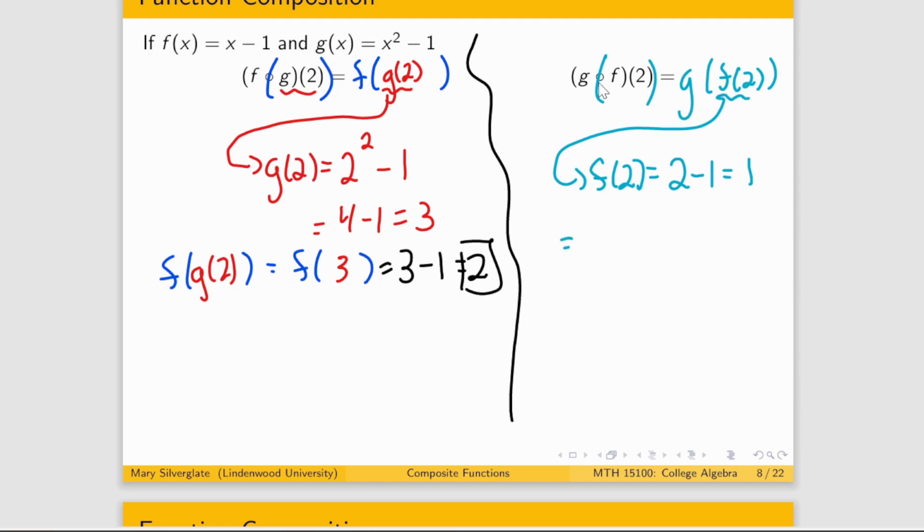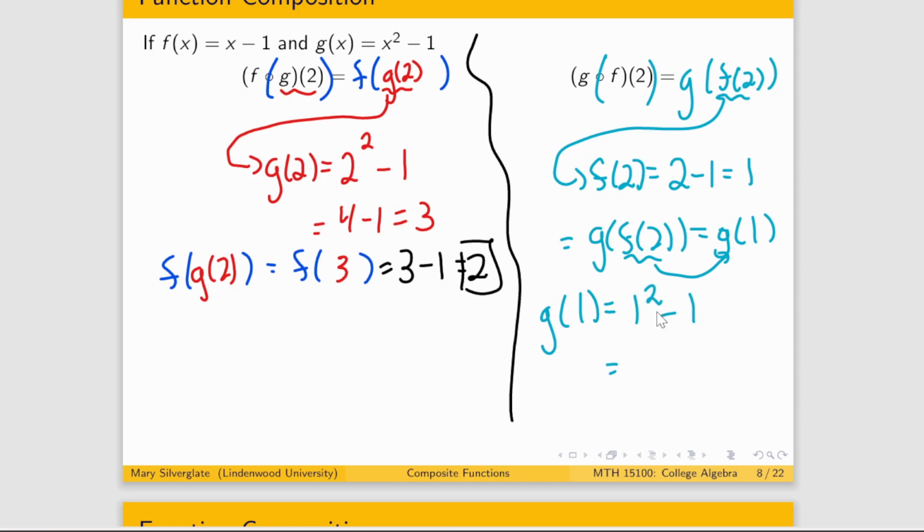So if we're finding g of f of 2, that means that you're going to replace f of 2 with 1. So this is really asking us to find g of 1. Then we can evaluate what g of 1 is. We want to look at the g of x function, replace everywhere we see an x with a 1. So we find 1 squared minus 1. 1 squared is 1 times 1, which is 1. 1 minus 1 gives us 0, and that's our final answer.